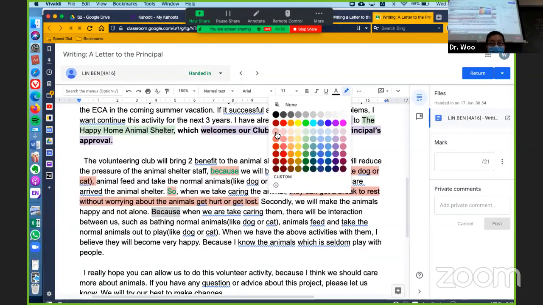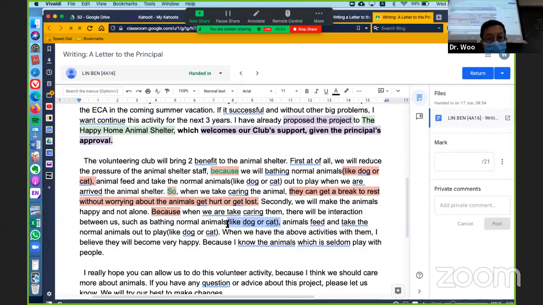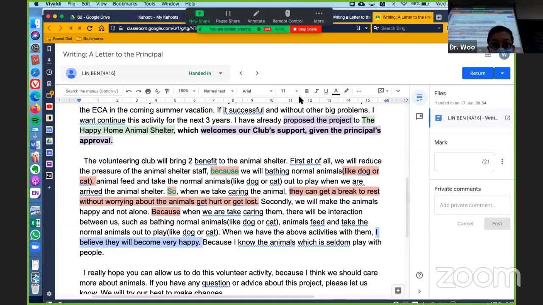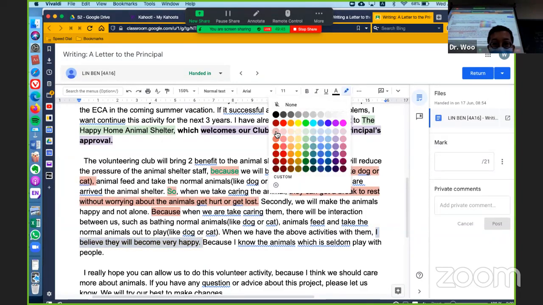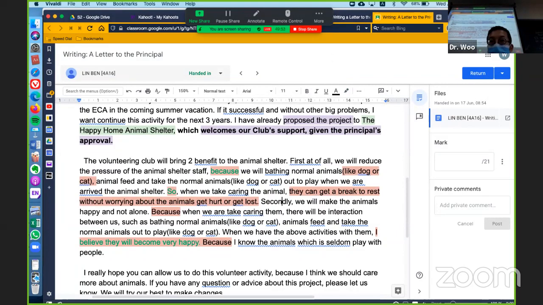All right. Here's another reason. So, Benson, you don't have to put this in brackets so many times. You've done it 3 times already. Just do it 1 time. Okay. Animals has an S. Dogs should have an S. Cats should have an S too. And not 1 dog, not 1 cat. Many animals. Good. Because when we are taking care of them, there will be interaction between us. Okay, sure. When we have, I believe, okay, here's a consequence. All right, and a reason. Good, Benson. Nice. Content's fine. Good. Let's do 1 more, then we're done.